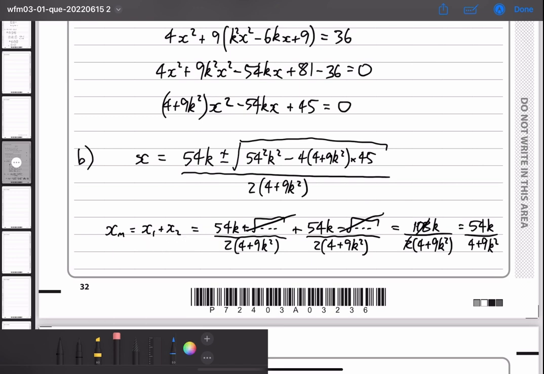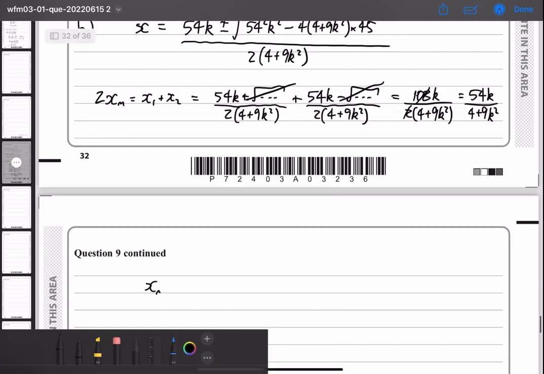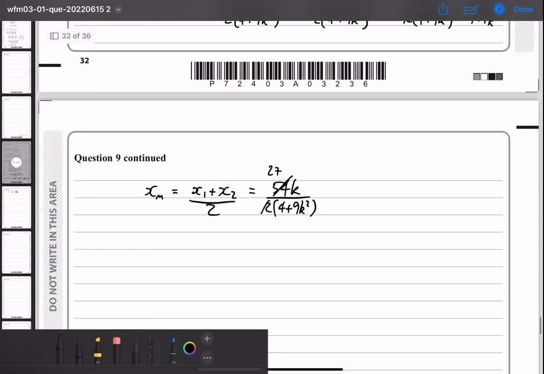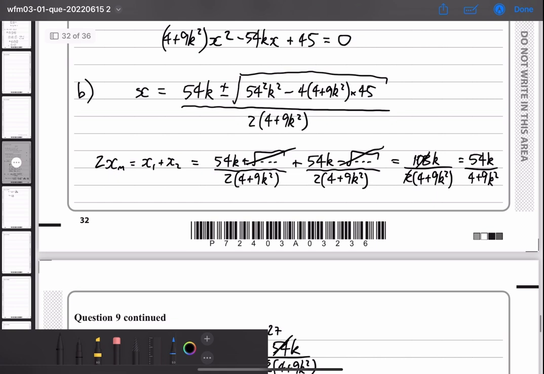Let me get rid of that and put it there as a bit of a fix for now, so that xm, the x-coordinate of the midpoint, x1 plus x2 over 2, is 54k over 2 lots of 4 plus 9k squared, and that cancels further to give the x-coordinate of the midpoint as 27k over 4 plus 9k squared. So the key point there, you didn't need to do all of the work in the square root, because when you're working out the midpoint, you're going to be adding the positive and the negative versions.